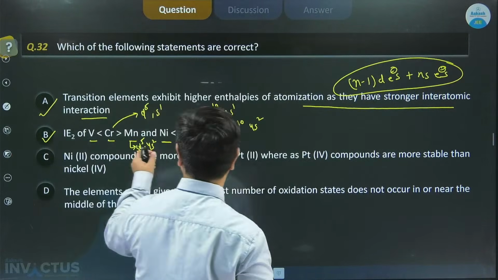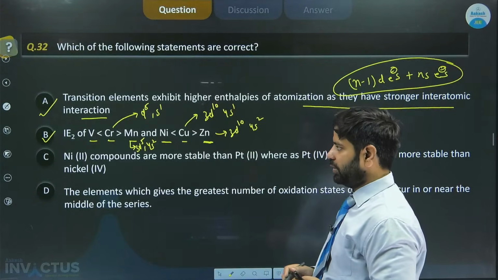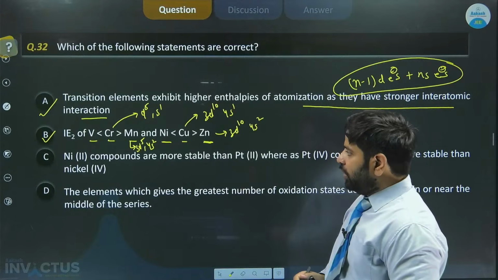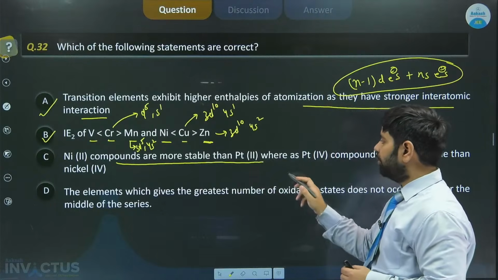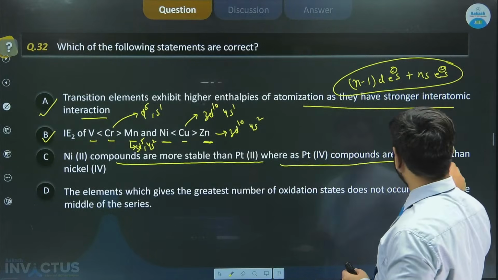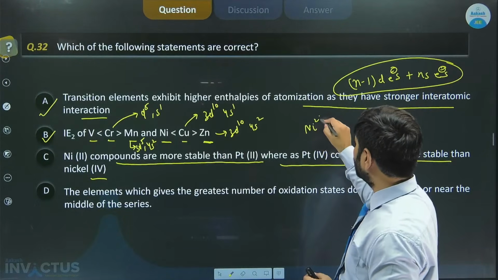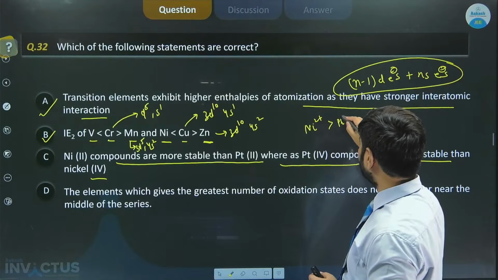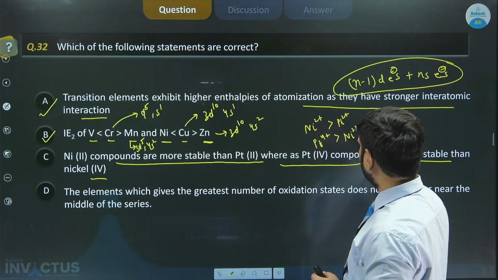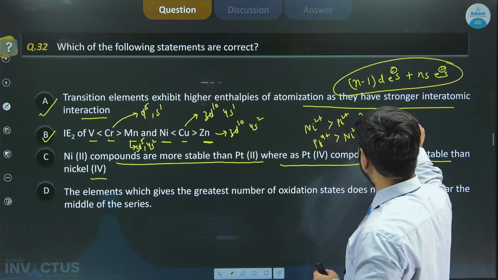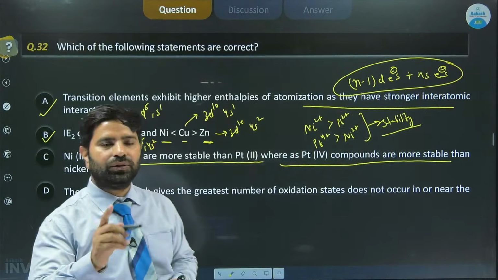I2 we have checked on the basis of copper and chromium, on the basis of electronic configuration concept, we can simply answer. Option C: nickel 2+ compounds are more stable than platinum 2+, but platinum 4+ compounds are more stable than nickel 4+. So it is saying that nickel 2+ is more stable than platinum 2+, but platinum 4+ is more stable than nickel 4+. That is the stability order. So we can comment on this stability order on the basis of ionization energy.